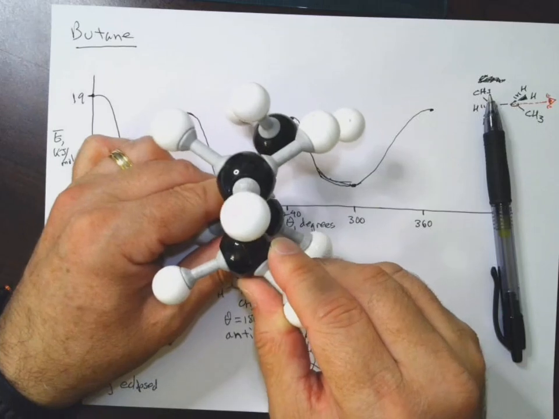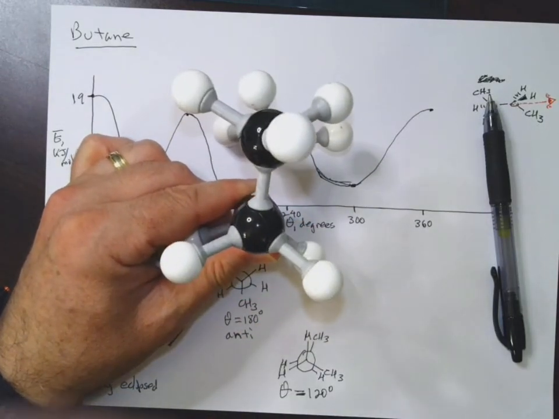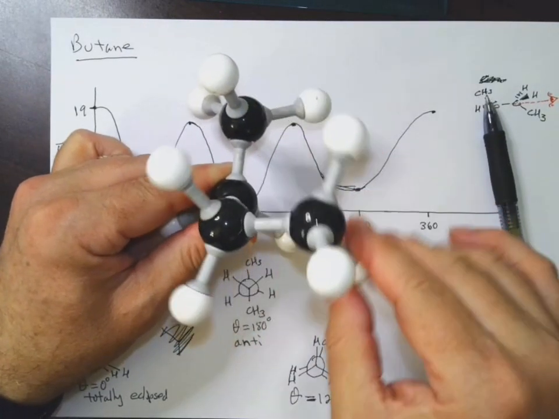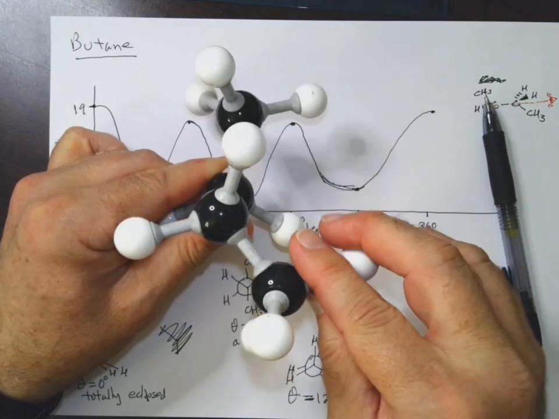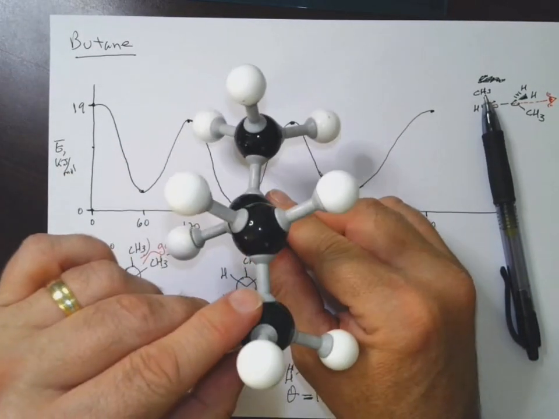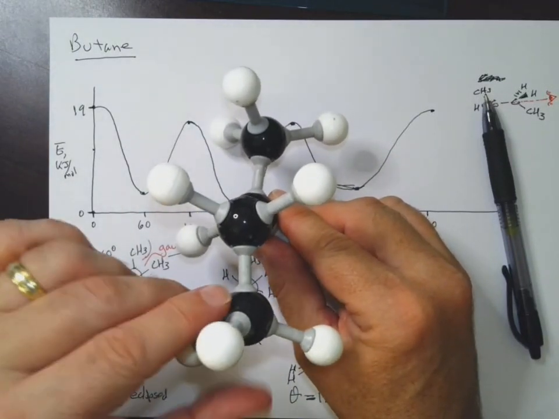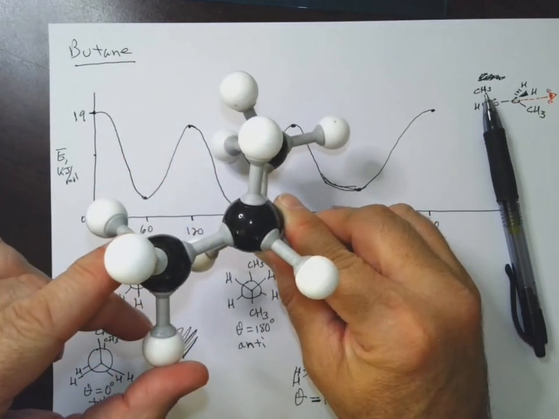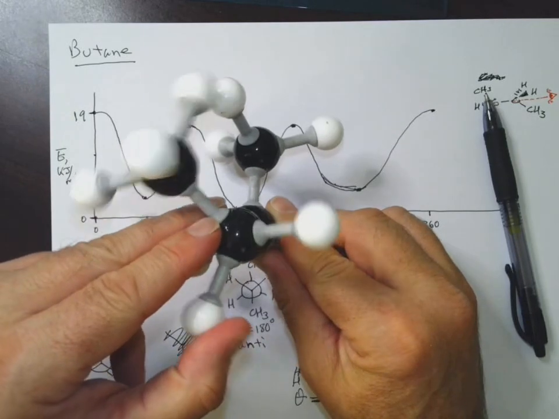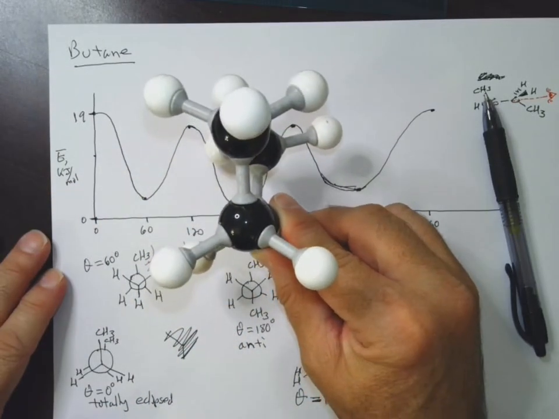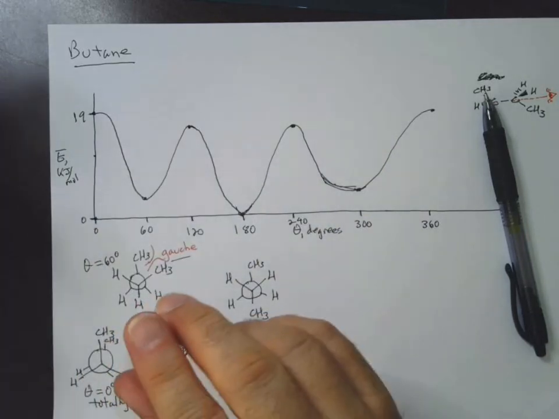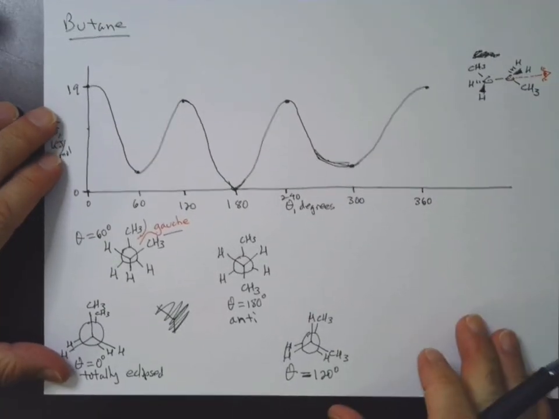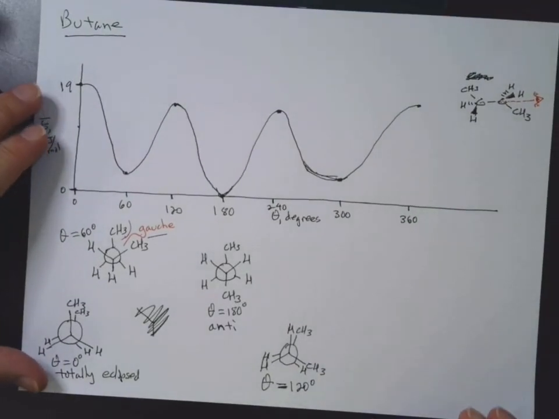Okay, 0 degrees, torsional angle, or dihedral angle, sorry, that is totally eclipsed. 60 degrees is gauche. 120 degrees is eclipsed. 180 degrees is staggered, or sorry, is anti-staggered. Gauche is also staggered, but this is anti. And then 240 is eclipsed. 300 is gauche, and 360 is back to where we started with totally eclipsed. All right, so those are conformations of a few molecules.